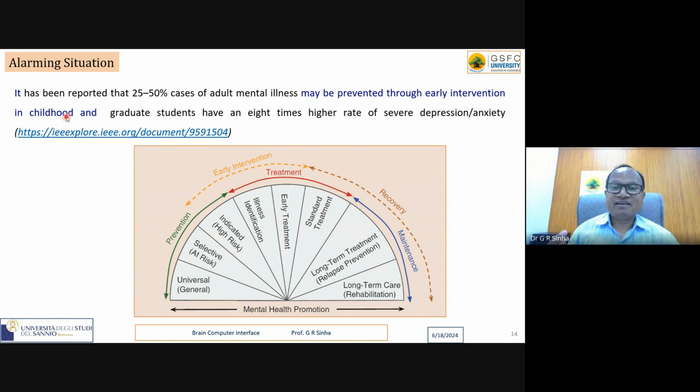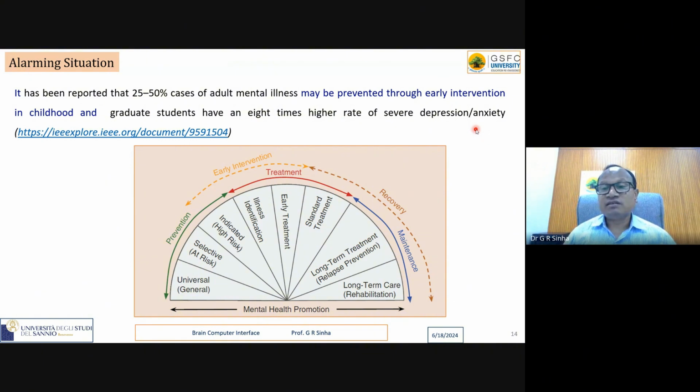How can you do it? Until you detect it. So you have to detect. And another survey says that graduate students have an 8 times higher rate. Remember, 8 times higher rate of severe depression and anxiety.